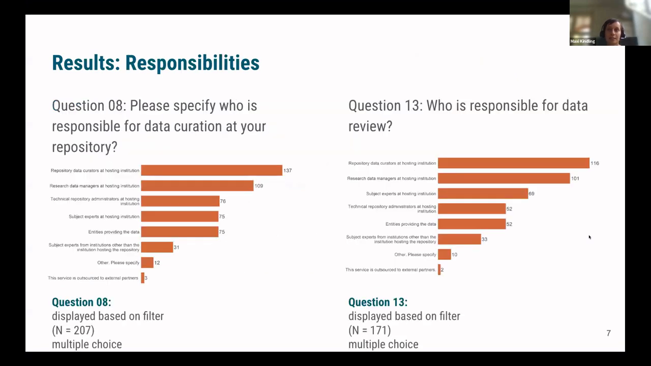Next slide, please. And one of the reasons to separate formal assessment from data review in our concept of quality measures was the assumption that different groups of people are responsible for either data curation and formal assessment or data review. The results actually show that for data curation as well as for data review, mostly data curators, research data managers, technical staff, and subject experts at the hosting institutions are responsible. I think this might be an interesting result also for the discussion of the 2 interest groups.